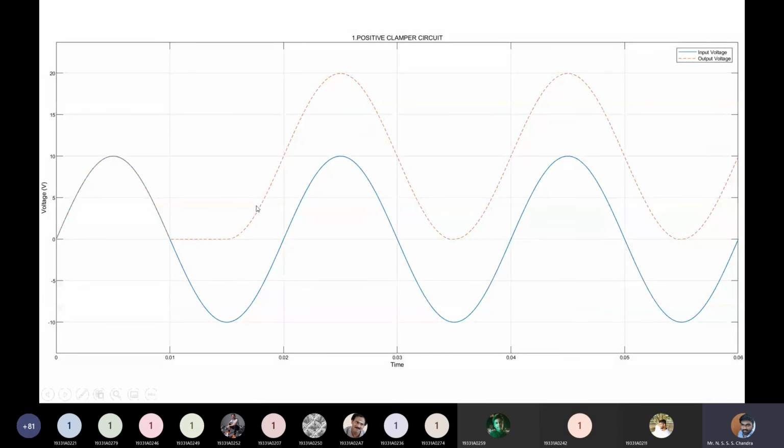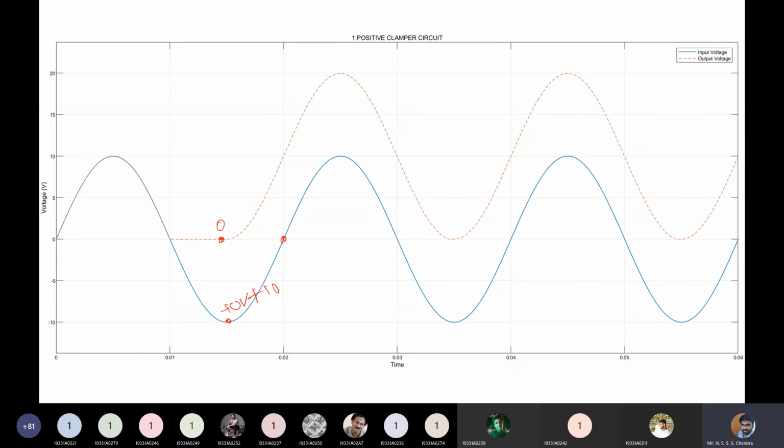Once it is charged to the Vm value, it is now going to discharge. Your capacitor is going to act like a battery of Vm volts. From here you can see that at every instant you are going to add plus Vm volts. So if the input is minus 10 volts, and you add Vm, which is 10 volts, at this instant the voltage is 0.